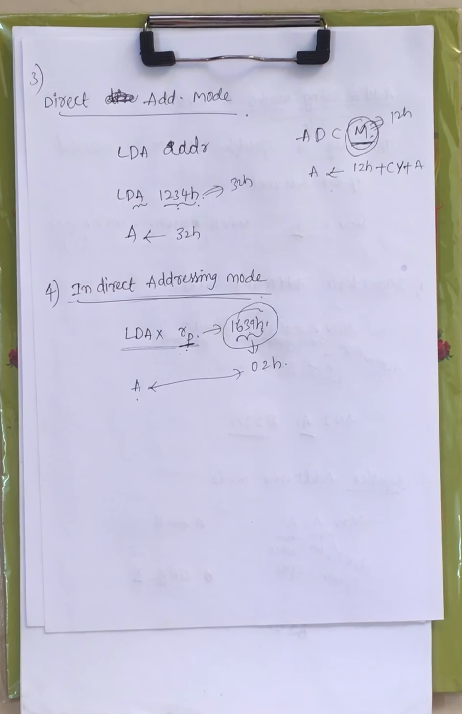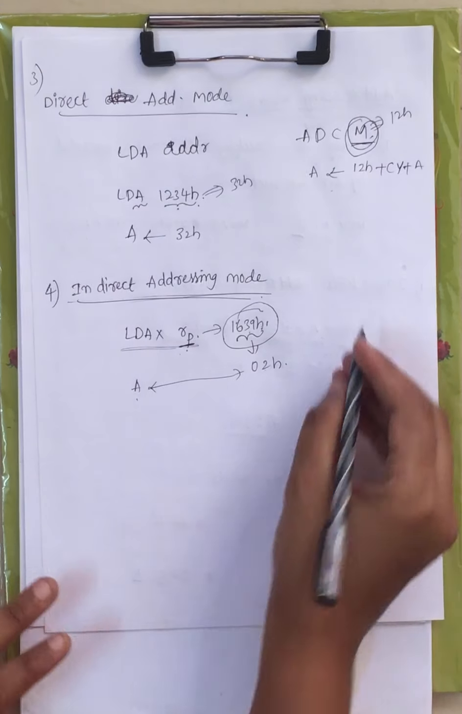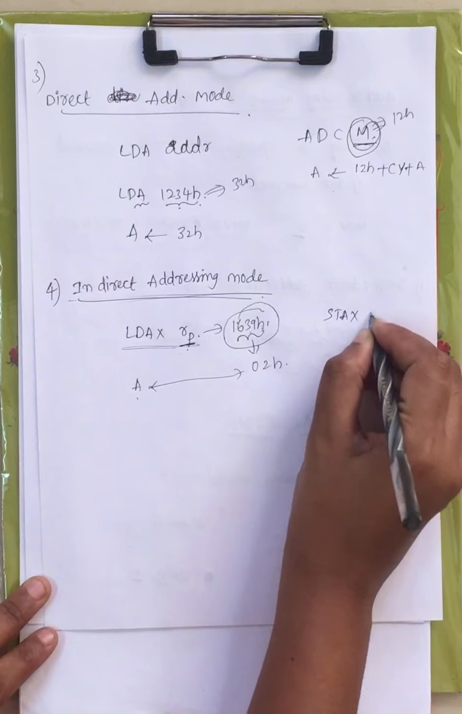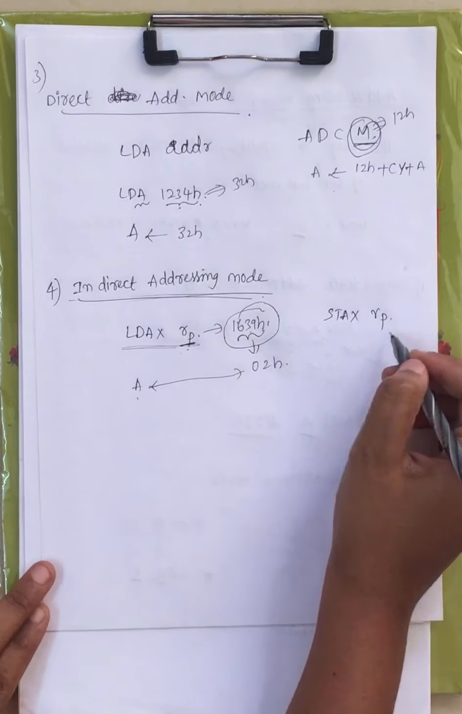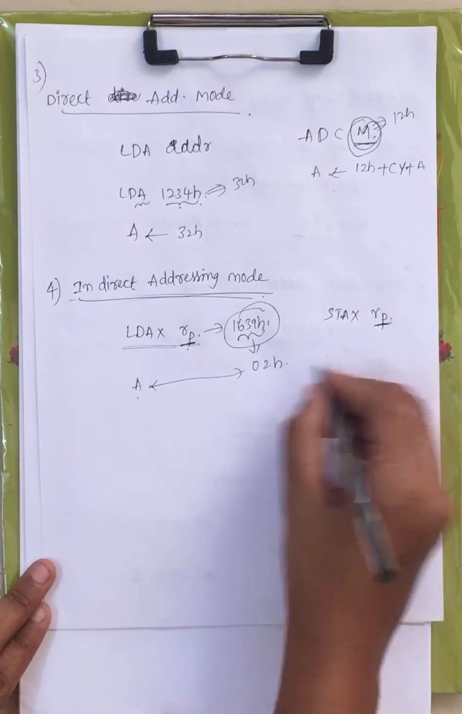Now I will give another example. You have only a few instructions under the indirect addressing mode. Okay, you have STAX RP, right? STAX RP, here you are doing the reverse operation, storing.